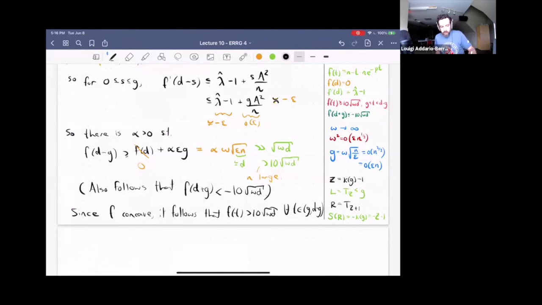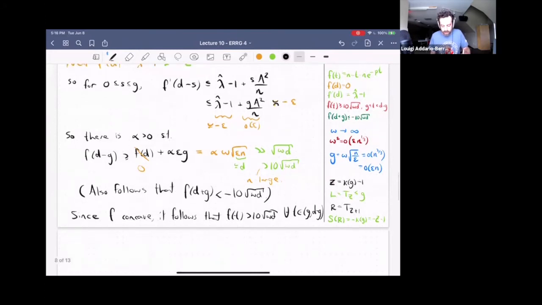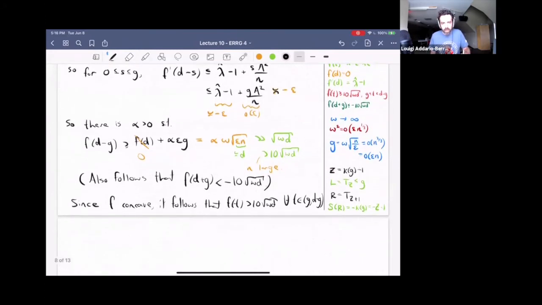Right. So that wraps up the long and at times a bit painful proof of the law of large numbers for the largest component.